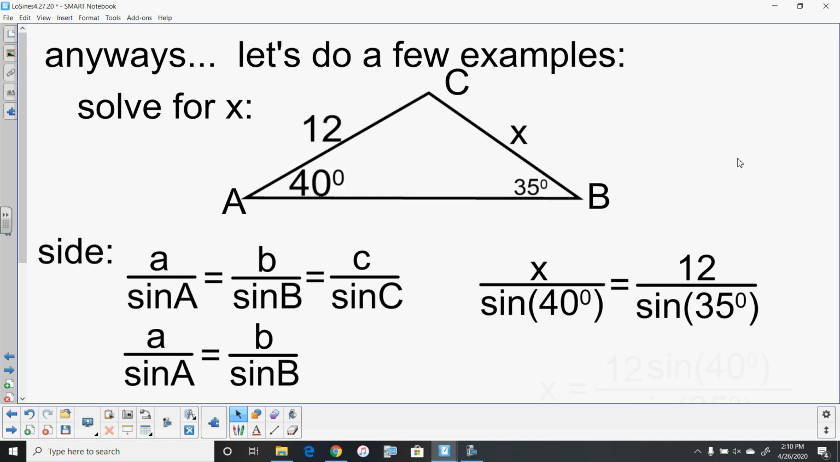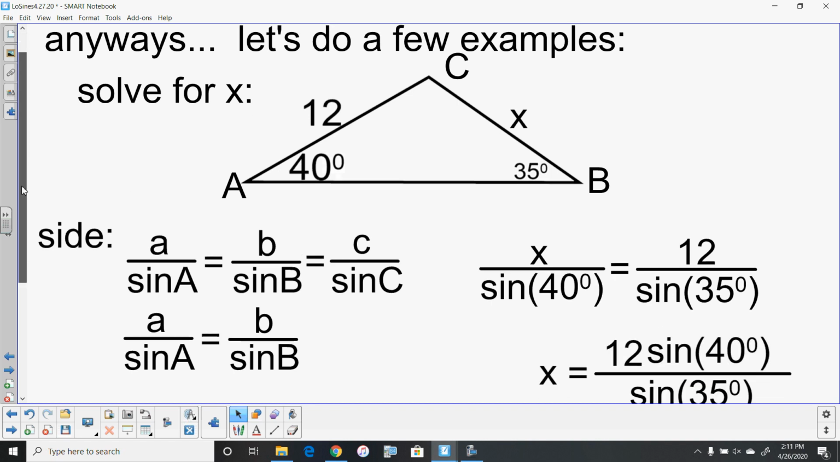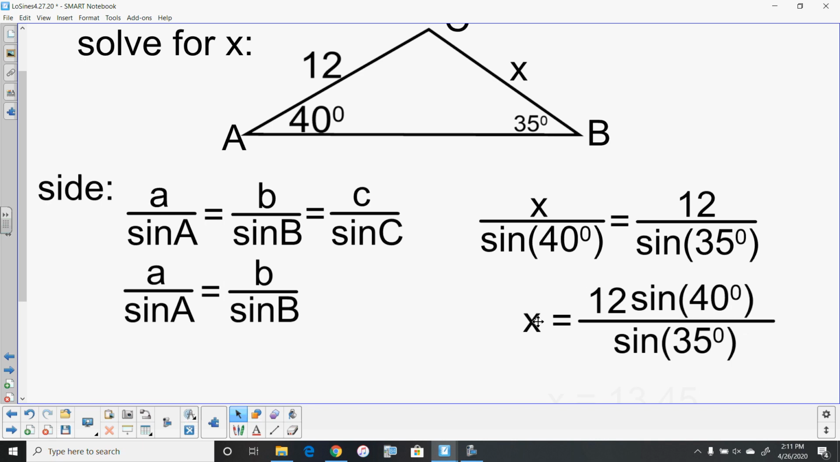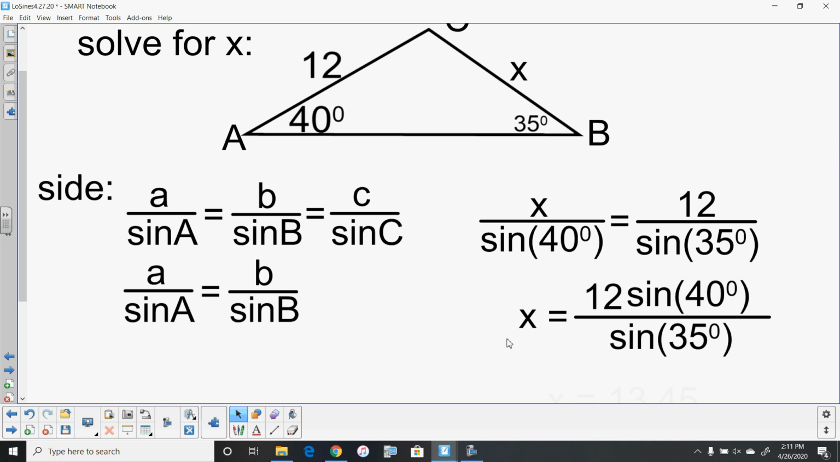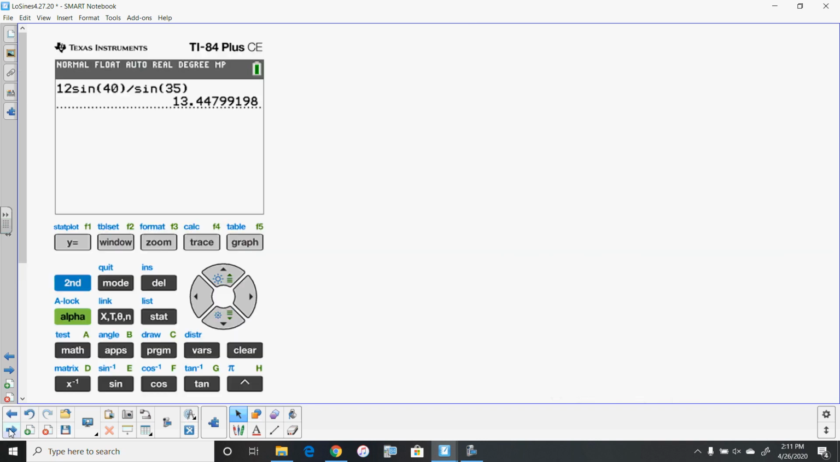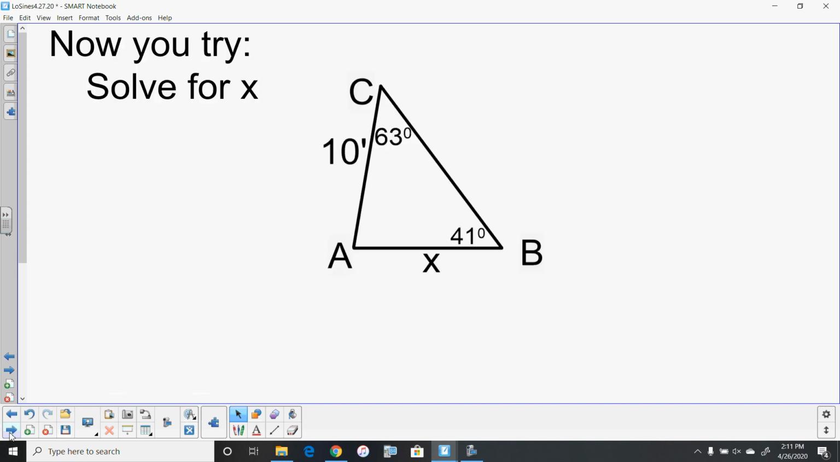What's happening to x? X is being divided by sine of 40. How do you undo division? Multiplication. So in getting x by itself, I just have 12 sine 40 over sine of 35. That's one move on your calculator. Check it out. You can just type this exact thing into your calculator, and boom, there's x. It's a little crazy looking. It's got two sines in it, but it's just one step on your calculator.